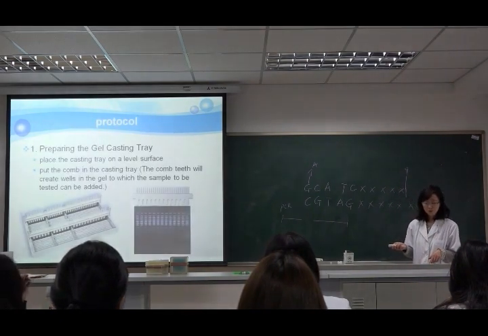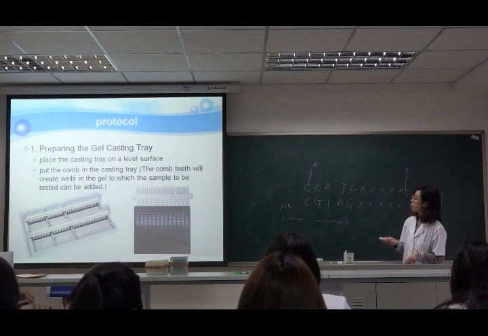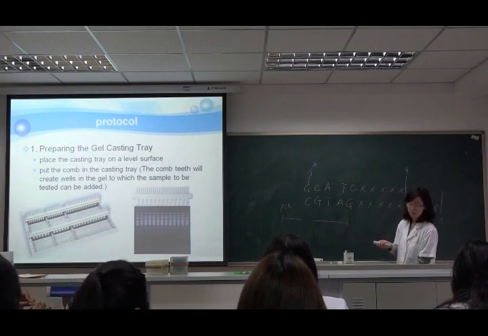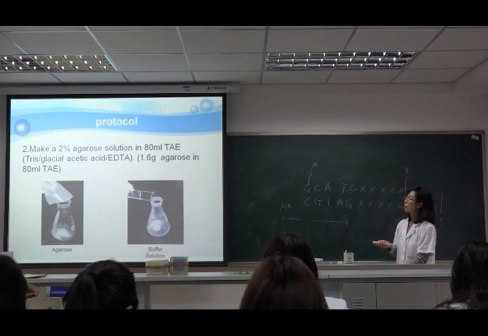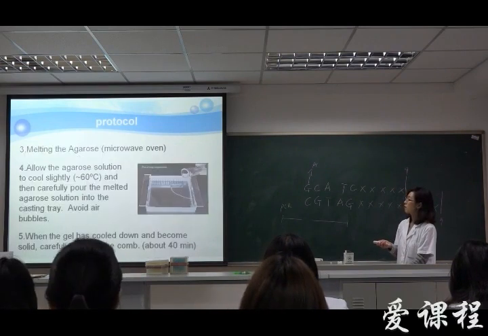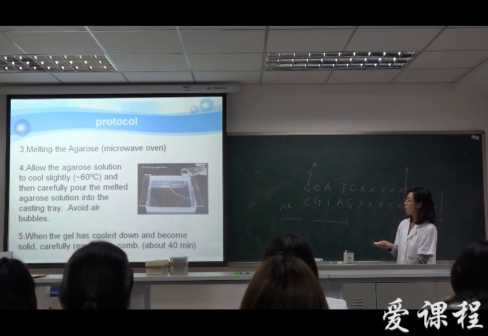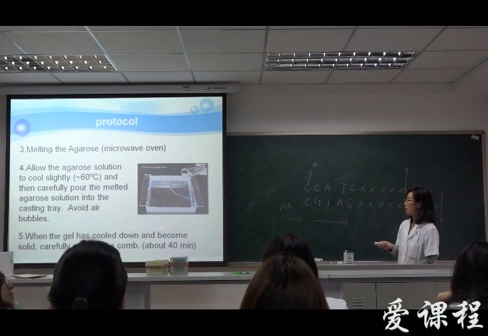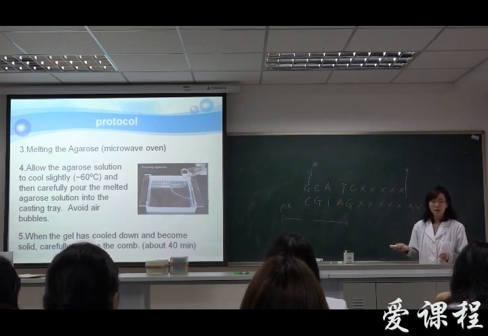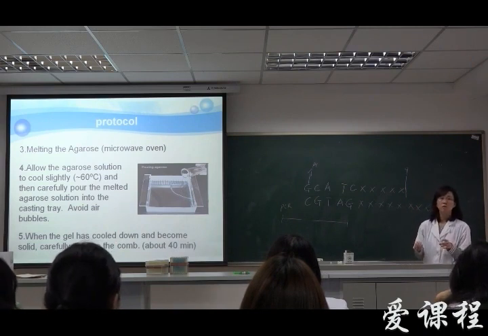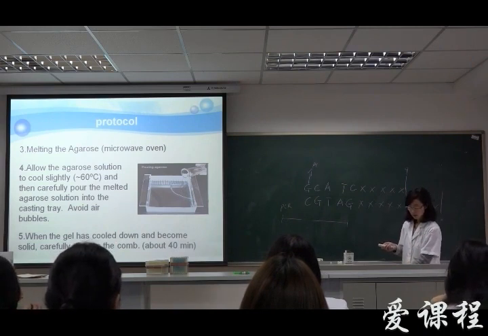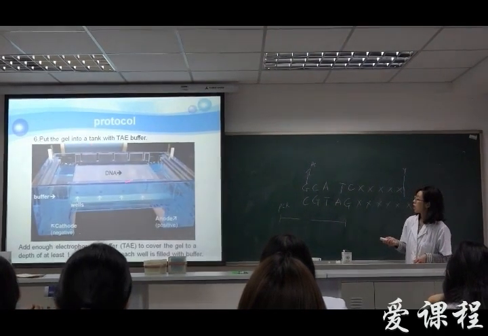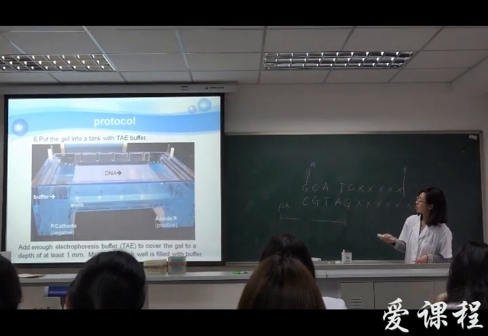And the protocol: first we prepare the gel casting tray and make a 2% agarose solution and melt the agarose. Now we are waiting for the gel to cool down and become solid. After the gel has cooled down and become solid, we should carefully remove the comb. We will remove the comb and then we will put the gel into a tank.